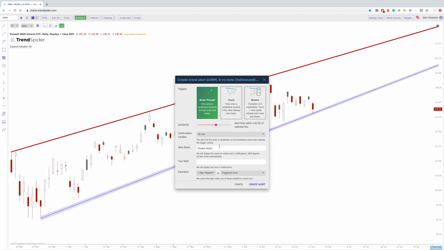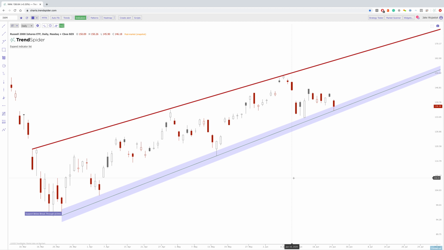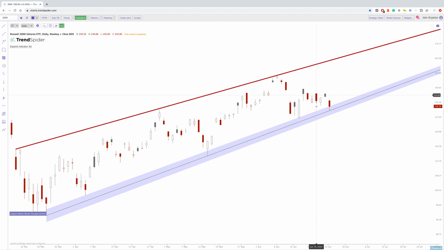We'll name this support below, and we'll do the same thing. Expires in 10 days, and now I don't necessarily need to watch the chart into tomorrow. I'm setting these alerts so the system is actually watching these areas for me.